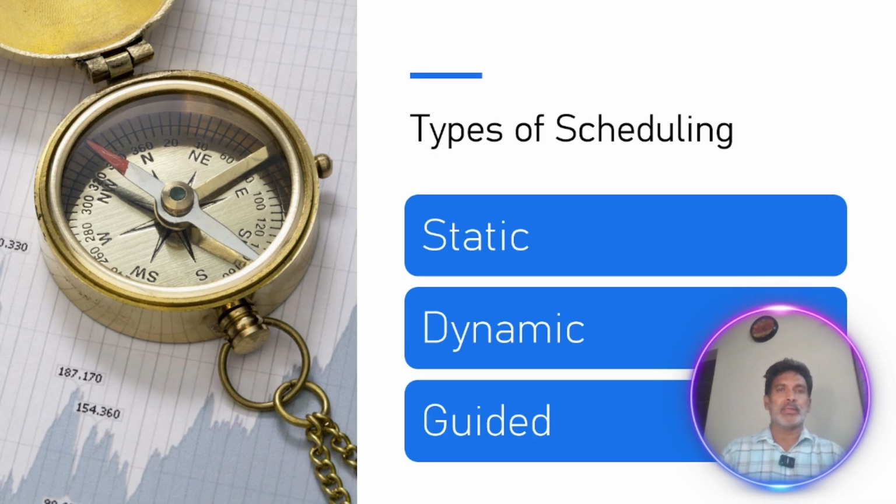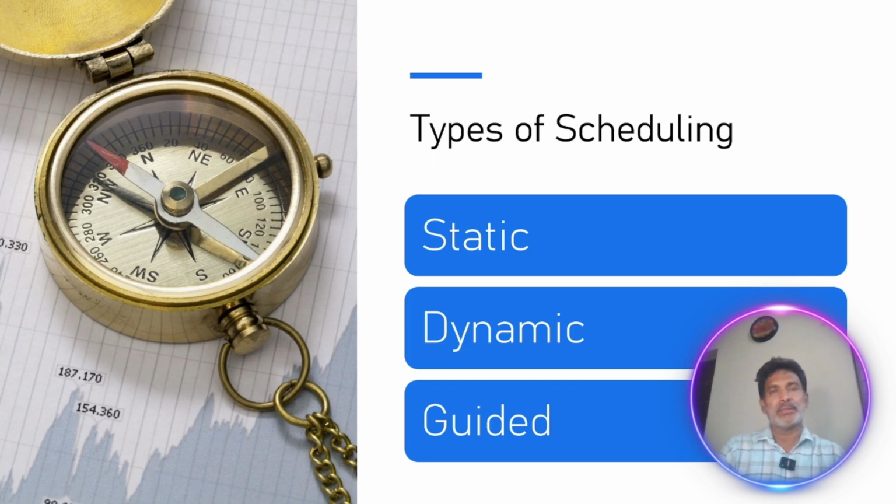there is static scheduling, where iterations are divided equally among the threads at compile time. It has very low overhead and is best for uniform workloads. But it is not ideal if the iterations take different execution times. And the second one is dynamic scheduling. In this, iterations are assigned to the threads dynamically at runtime.